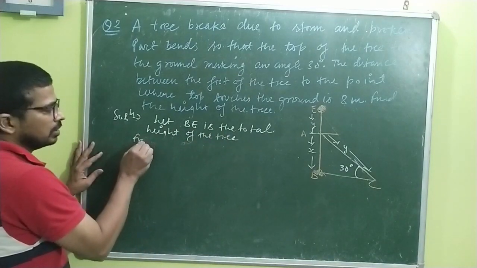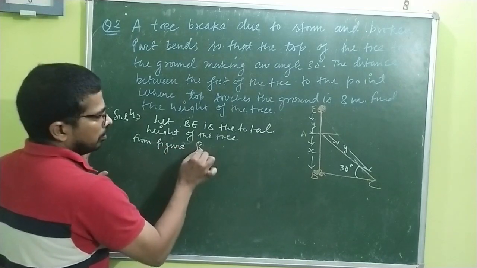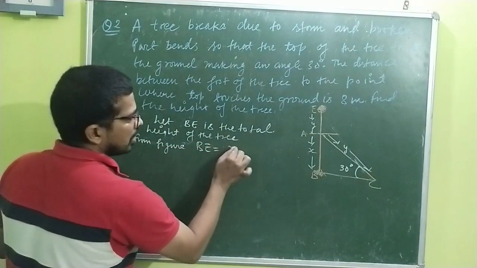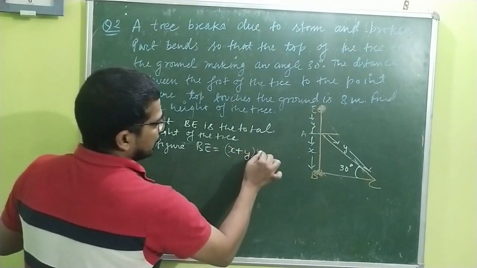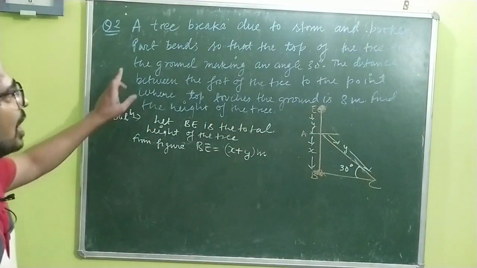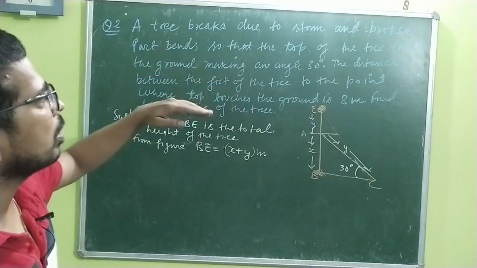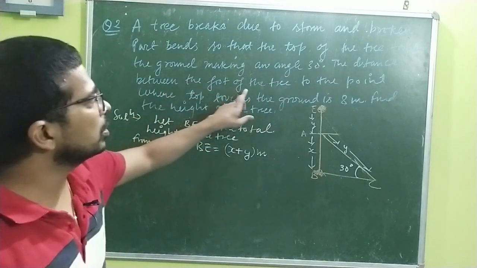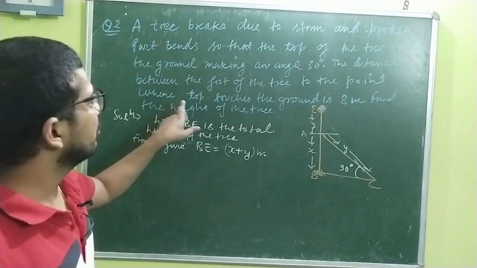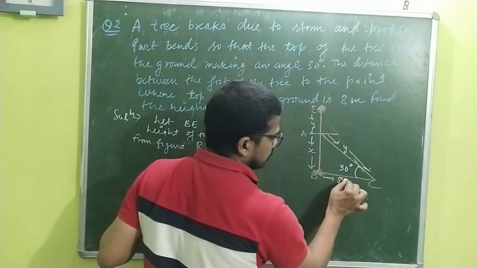So from the figure, BE will be equal to x plus y meter. Okay. So now what is that? A tree breaks due to a storm and the broken part bends so that the top of the tree touches the ground making an angle of 30 degrees. The distance between the foot of the tree and the point where the top touches the ground is 8 meter. Now this is given, 8 meter.